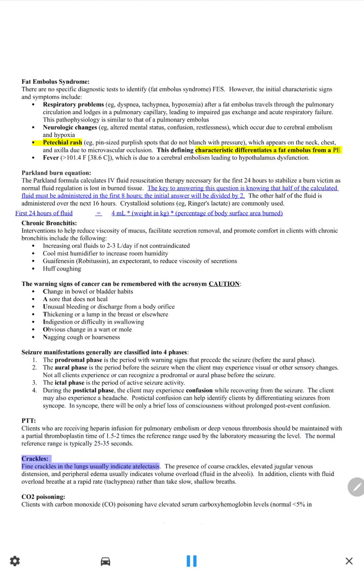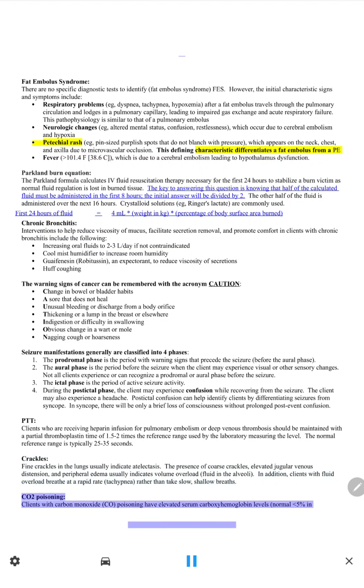Crackles. Fine crackles in the lungs usually indicate atelectasis. The presence of coarse crackles, elevated jugular venous distension, and peripheral edema usually indicates volume overload, fluid in the alveoli. In addition, clients with fluid overload breathe at a rapid rate, tachypnea, rather than take slow, shallow breaths.